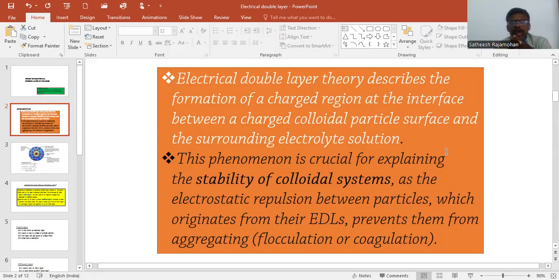What's the importance of this phenomenon? This phenomenon is crucial for explaining the stability of colloidal systems. As long as the electrical double layer operates in colloids, they won't settle at the bottom. Otherwise they will undergo flocculation. It is only the electrical double layer that prevents colloidal systems from undergoing flocculation.